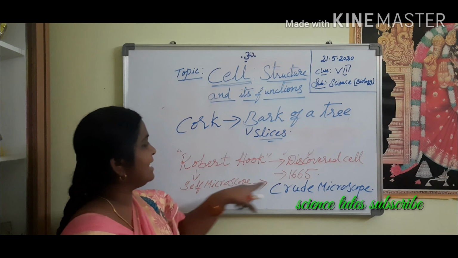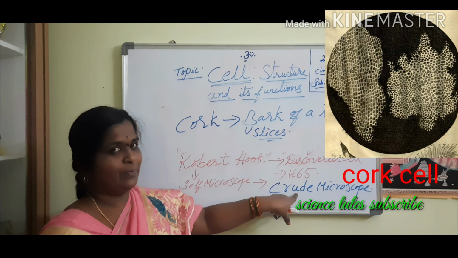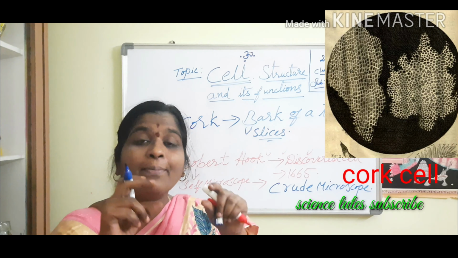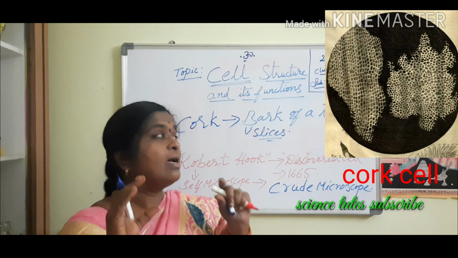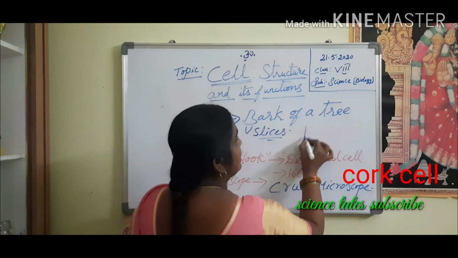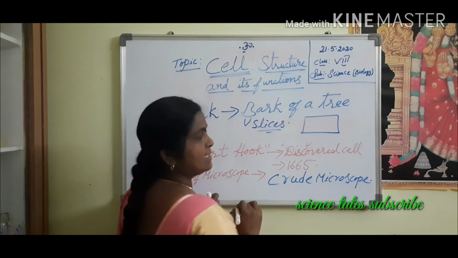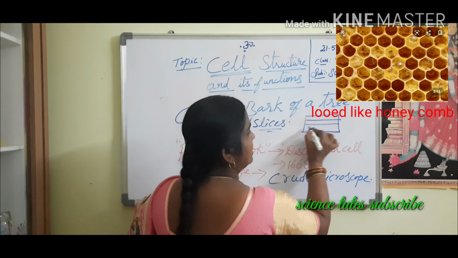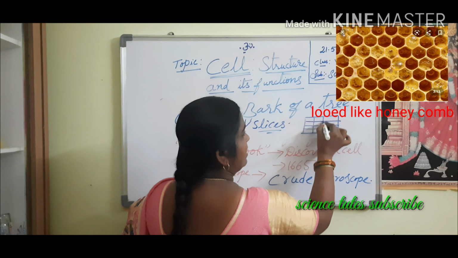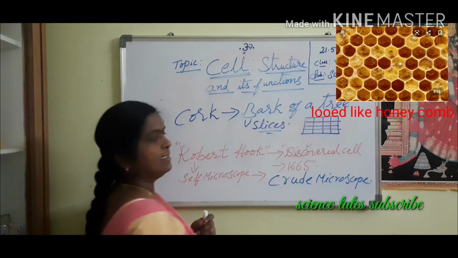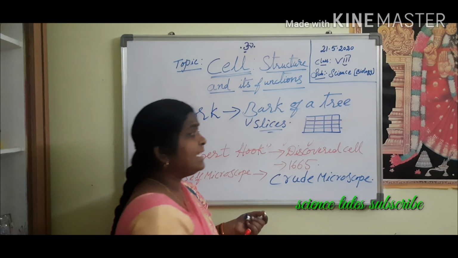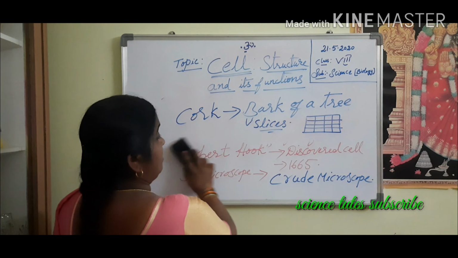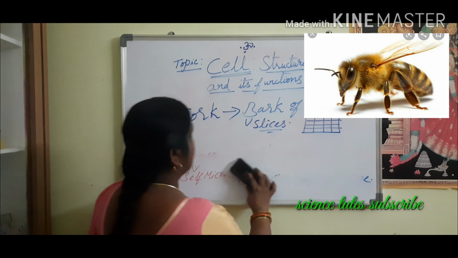He observed it under this crude microscope. So under this microscope, what did he observe? He observed some compartments. How he observed means, see, the cork piece slice. This is a slice, and he observed some bits like this, and each one is divided into compartments.